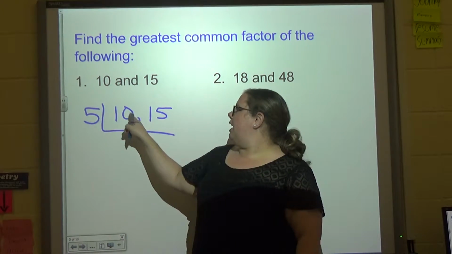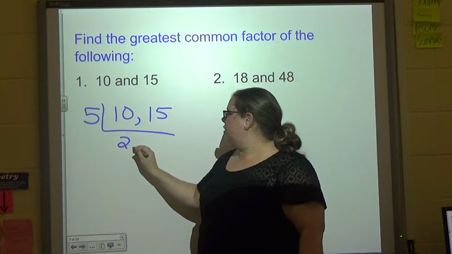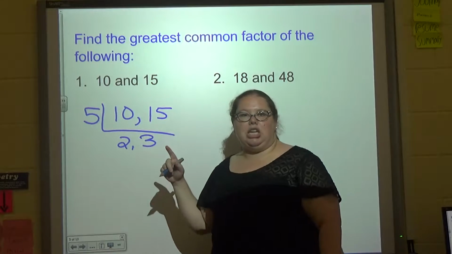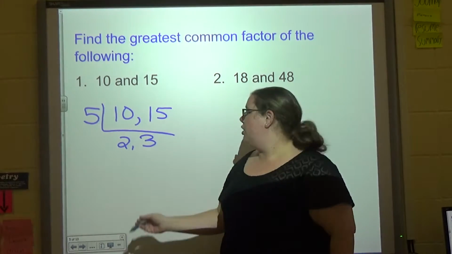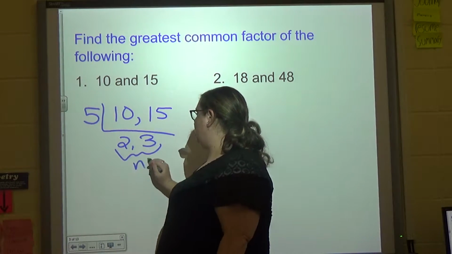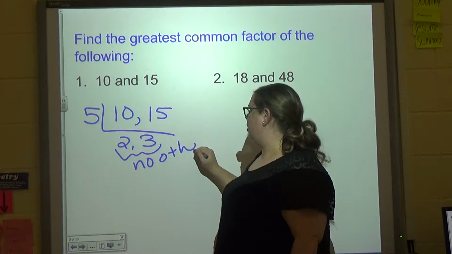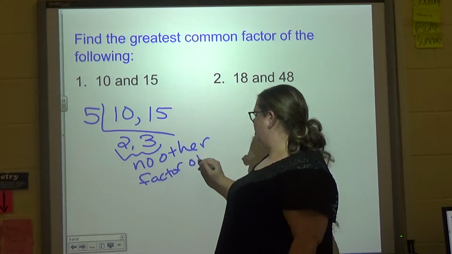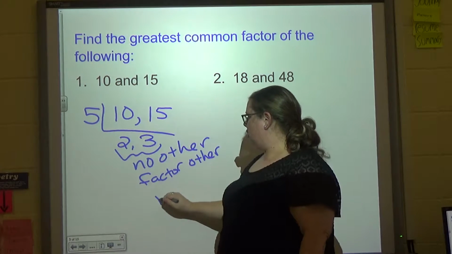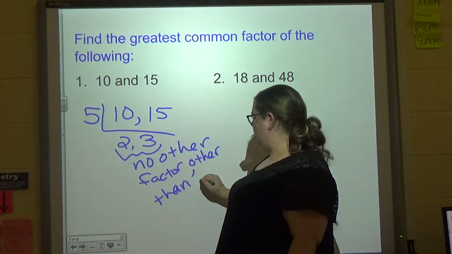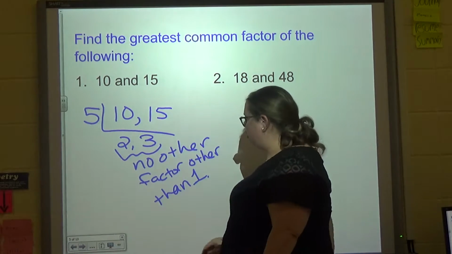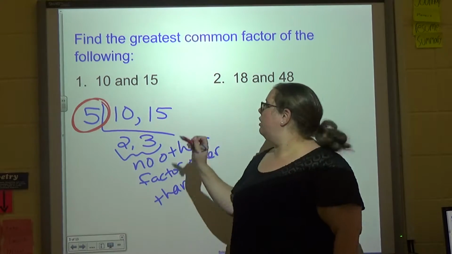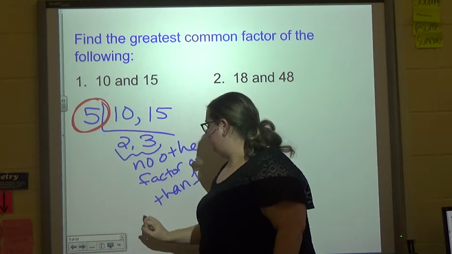And then I divide. 10 divided by 5 is 2. 15 divided by 5 is 3. Does anything go into these? No. There's no other factor other than 1. So, since we're done, there's nothing that goes into these two. This is our GCF. So our GCF is 5.